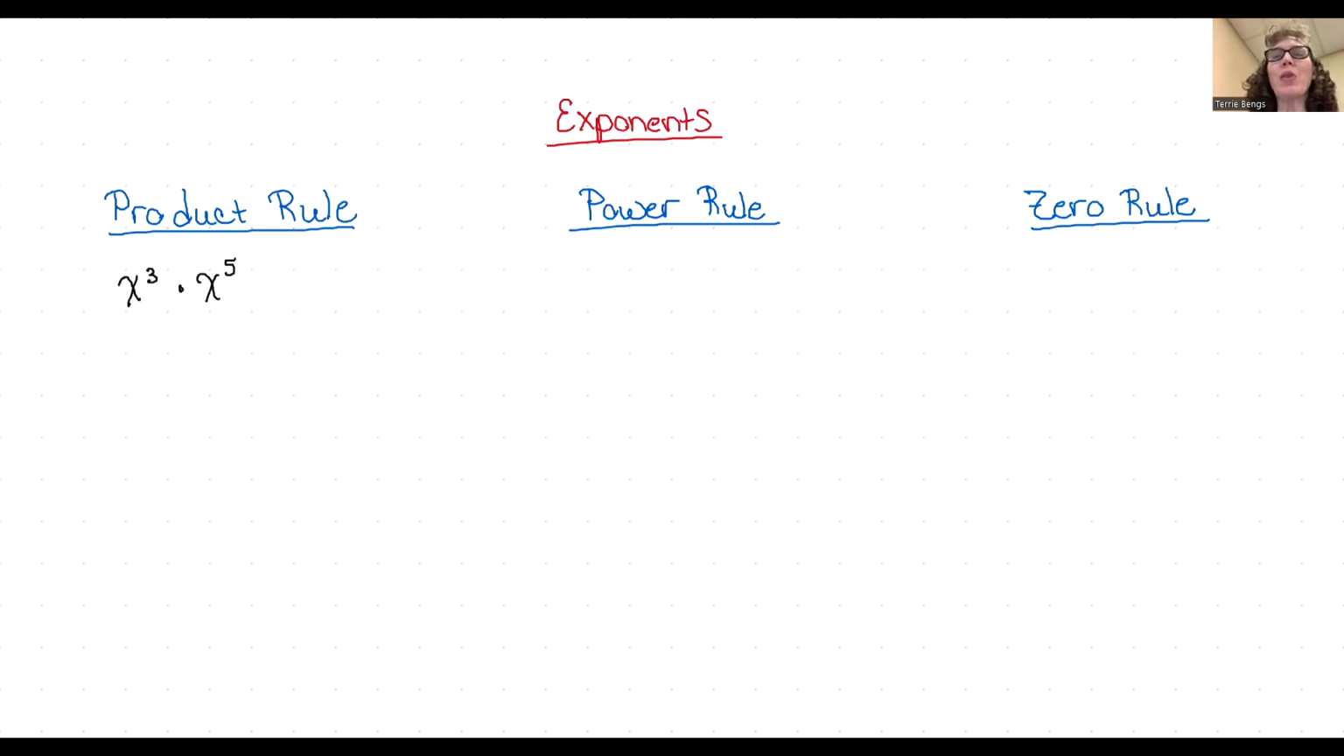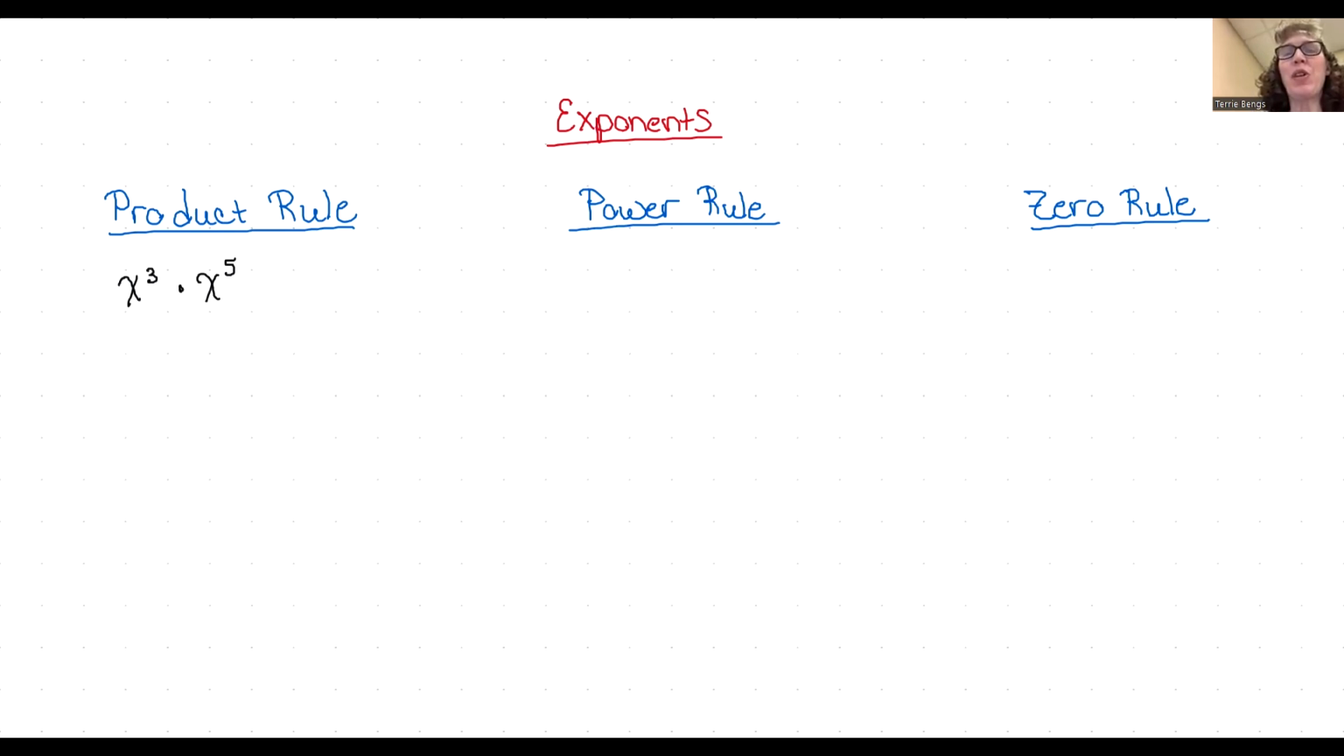So the first thing we're going to look at with exponents is what we call the product rule. The product rule is just multiplying. When we're looking at this, we have an x cubed times an x to the fifth. So what we want to do is multiply those x's together. Well, when we multiply variables that are the same, all we're going to do is add their exponents.